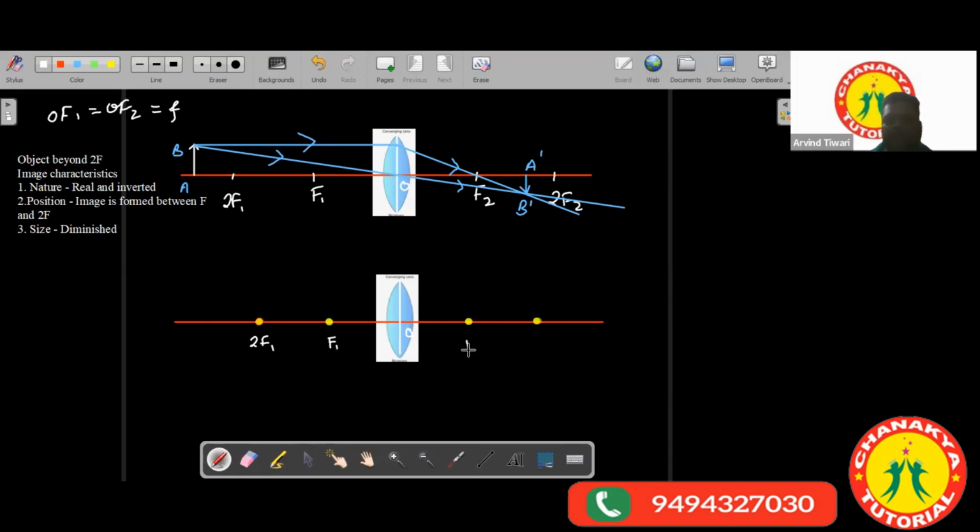So mark the points and now put your object at 2F1. Put your object at 2F1. This is our 2F1.